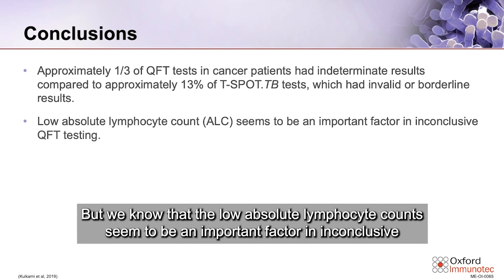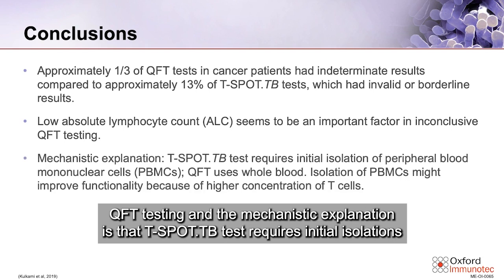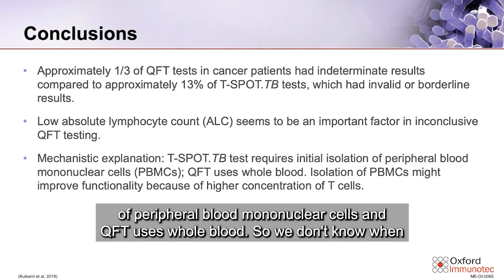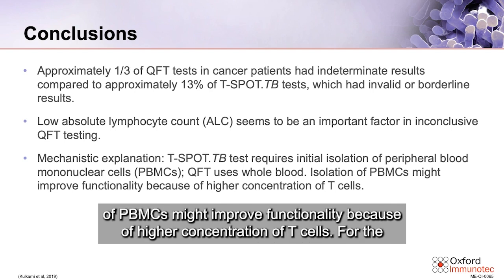But we know that a low absolute lymphocyte count seems to be an important factor in inconclusive QFT testing. And the mechanistic explanation is that the T-SPOT.TB test requires initial isolation of peripheral blood mononuclear cells. QFT uses whole blood. So we don't know when you run the QFT if the patient has enough PBMCs to give you an accurate result. And isolation of PBMCs might improve functionality because of a higher concentration of T cells.